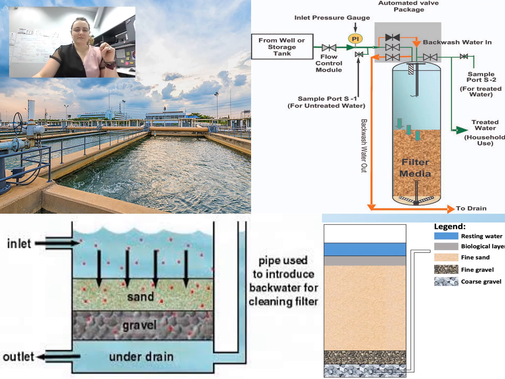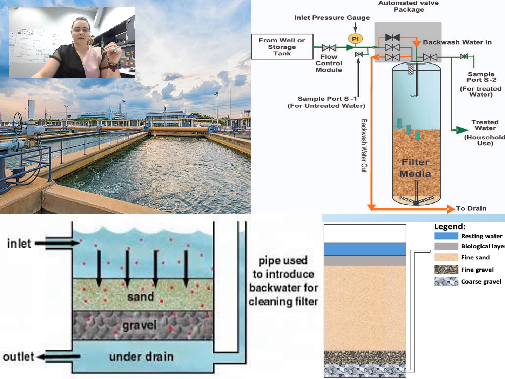So these are a couple pictures of filters so you can get a sense of what this looks like. In the top left, what you're going to see is an outdoor filter. These are very big basins when you get to an actual water treatment plant. The diagram on the bottom left is going to show you how that top left is working.